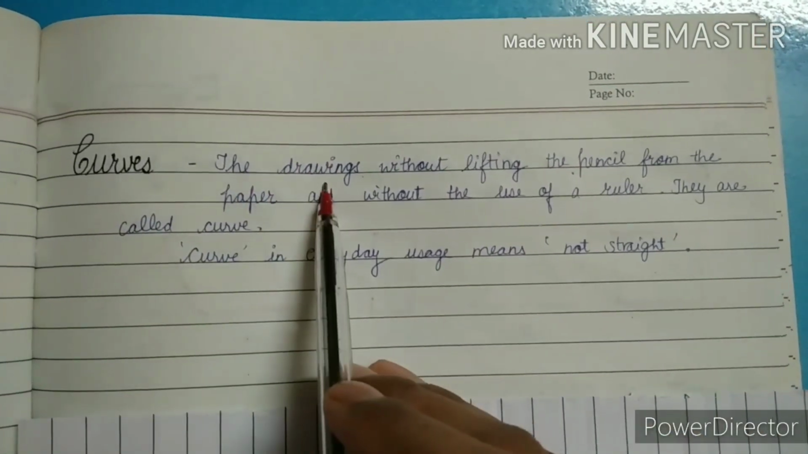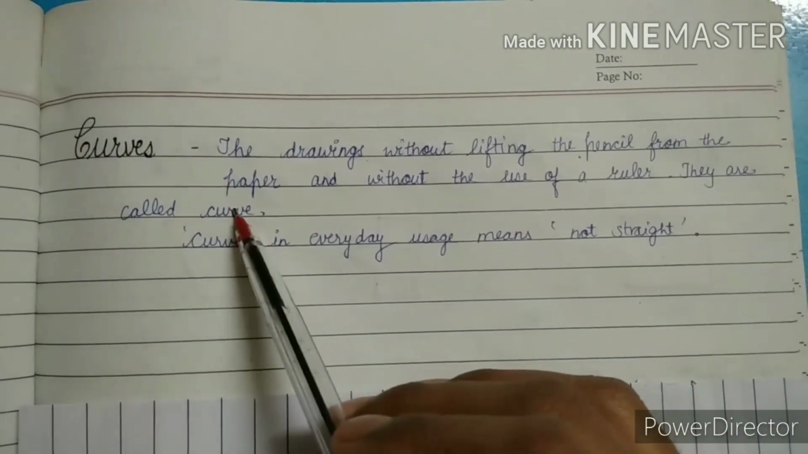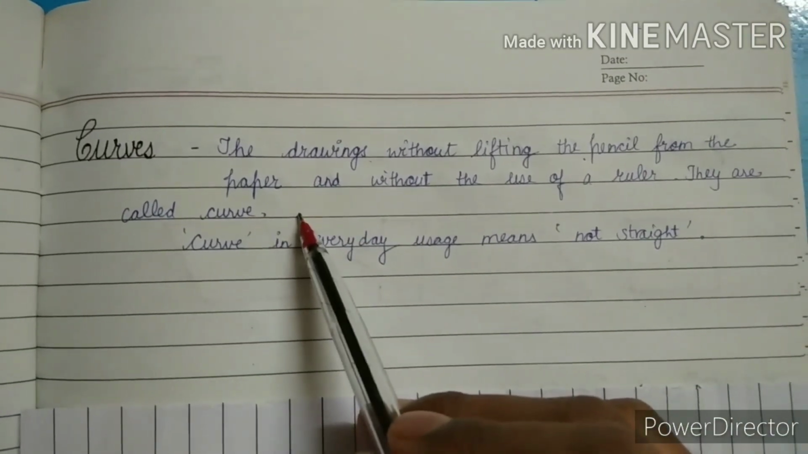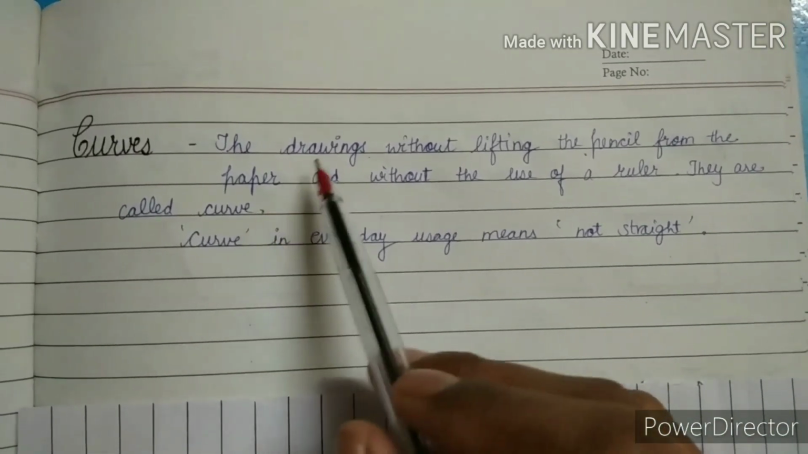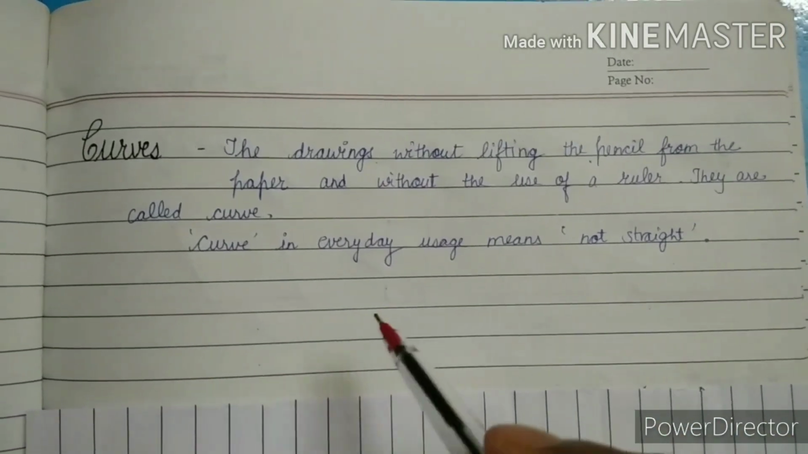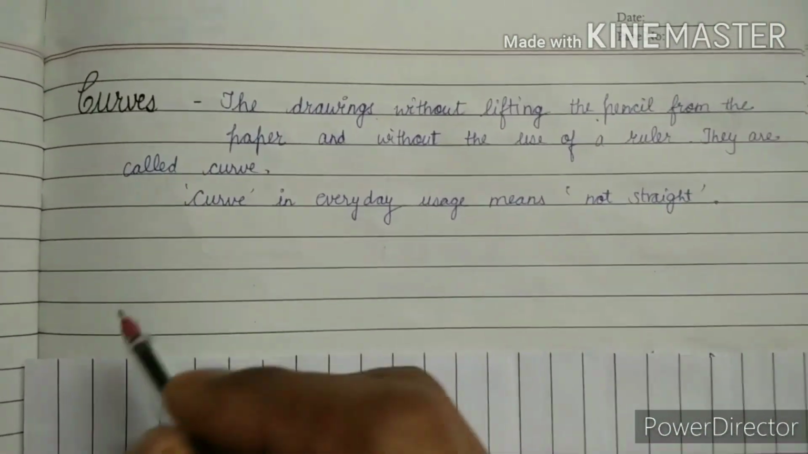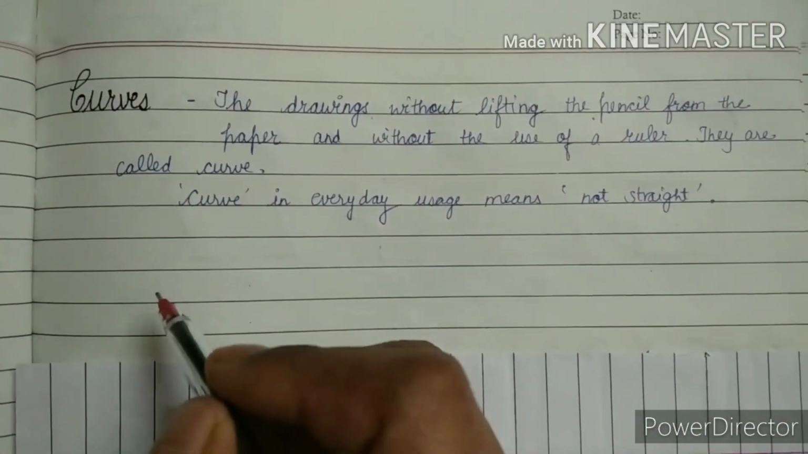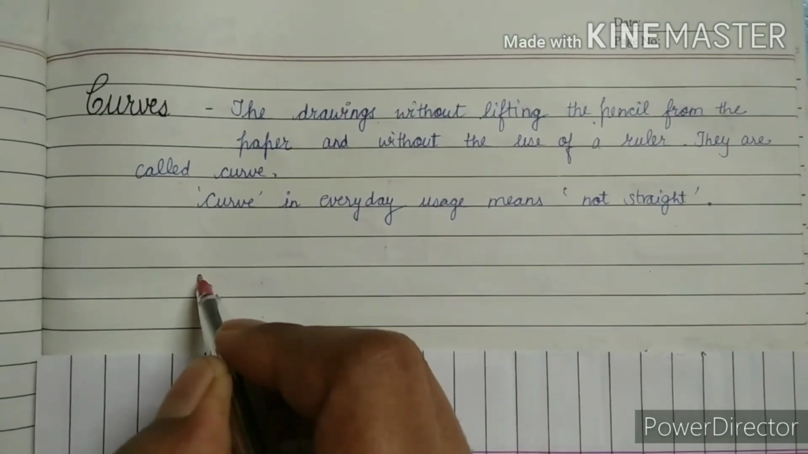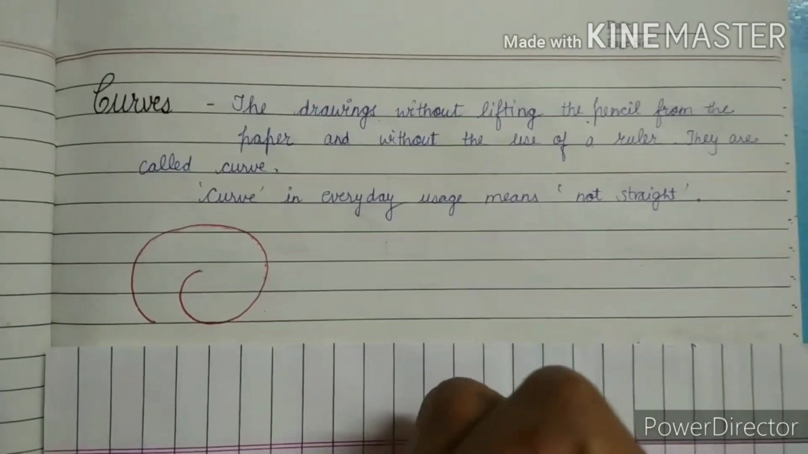So a curve is a drawing that is made without lifting the pencil from the paper and without the use of a ruler. They are called curves. So here as you can see, I've taken one pen and I did not use any ruler with it, and you can see I am not lifting my pen. So this figure is a curve.